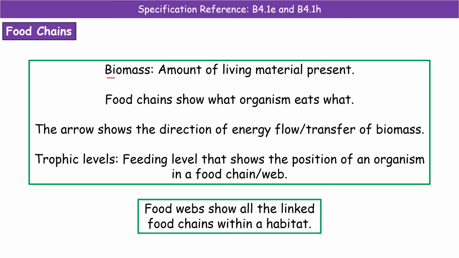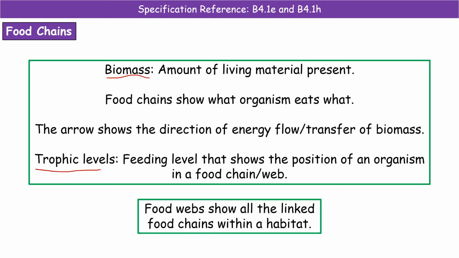We mentioned this word biomass. When we talk about biomass, we're just referring to the amount of living material present within an organism. So what we've actually got here is just the amount of stuff that it's made of when we remove the water, basically. Now, what we actually find in our food chains shows what eats what. The arrow shows the direction of our energy flow, so remember, always from the producer to the consumer.